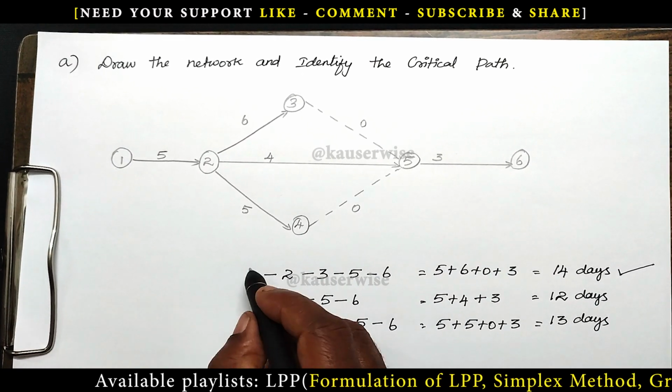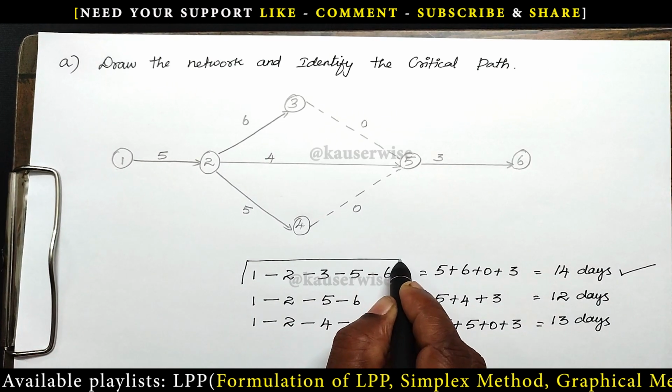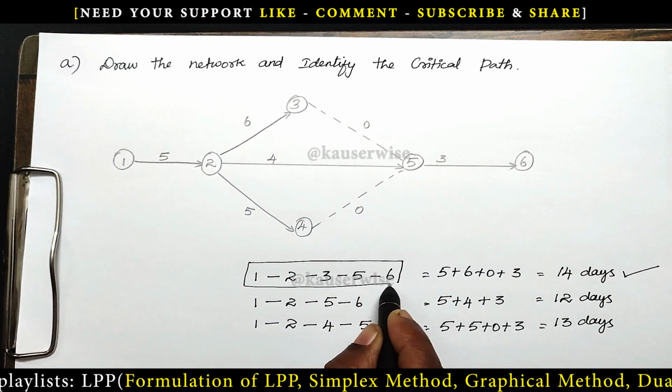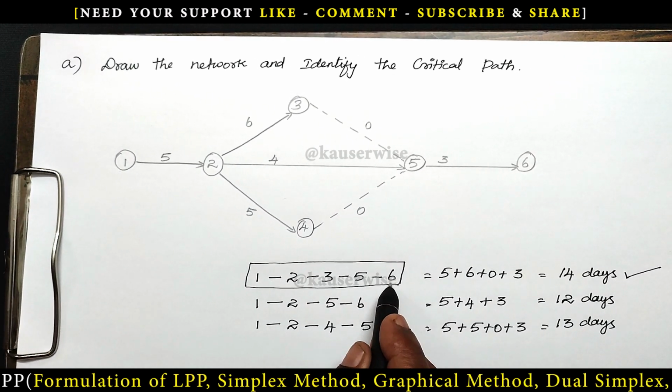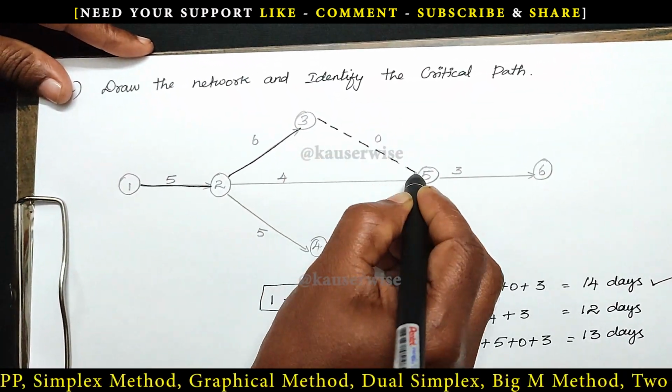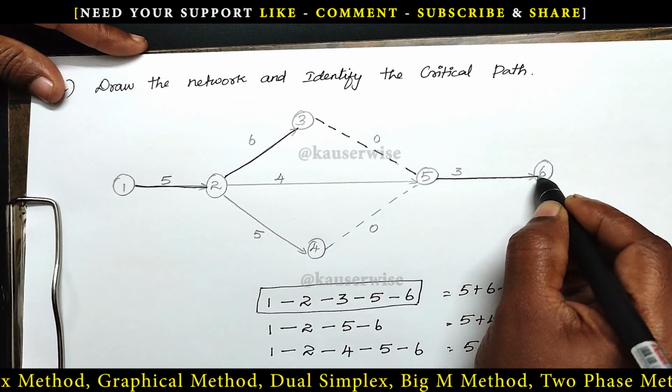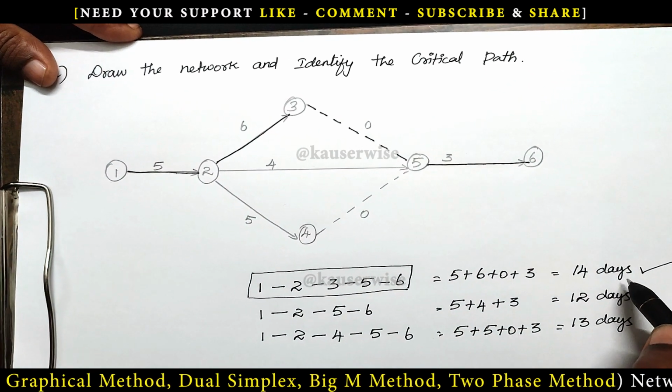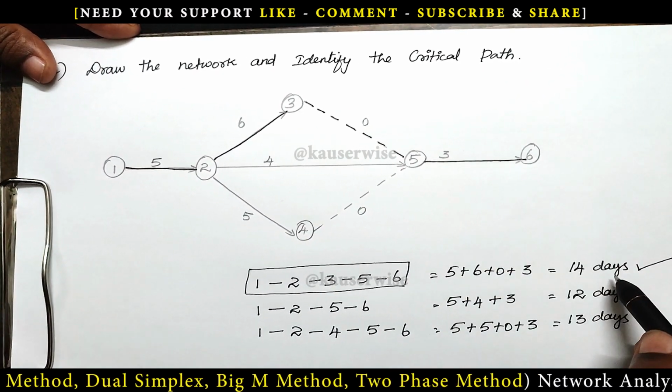So the critical path is 1 to 2, 2 to 3, 3 to 5 and 5 to 6. The duration is 14 days. Now let's see the next step.